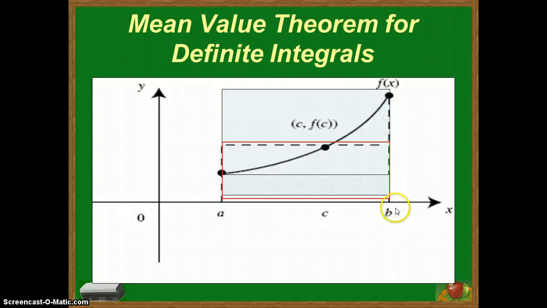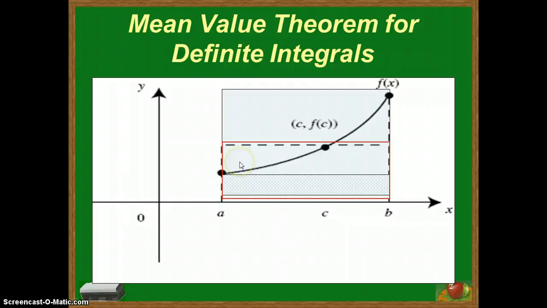Now the next rectangle, I chose my value of f of b, and that's the height here at b. Again, the width of this rectangle would be b minus a, and as you can see, this large rectangle, the blue rectangle here that I'm outlining, is way too big an estimate of the area under the curve.